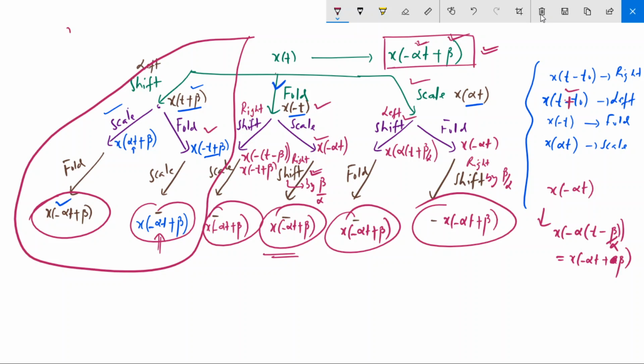If it might have been x of minus alpha t minus beta, so how can I do it? I simply first generate x of t minus beta, that is shifted to the right by beta, so I will get x of t minus beta. Then I scale it by alpha, it will become x of alpha t minus beta, and then I fold it, it will become x of minus alpha t minus beta. Simple. Otherwise you can use any branch, no doubt. The output in any case is going to be the same, but the scaling and the shifting mechanism might be different. Okay, I will just take one example on this before we conclude.